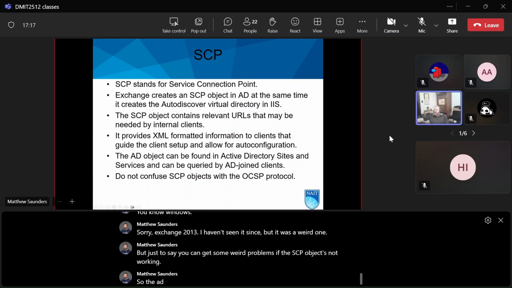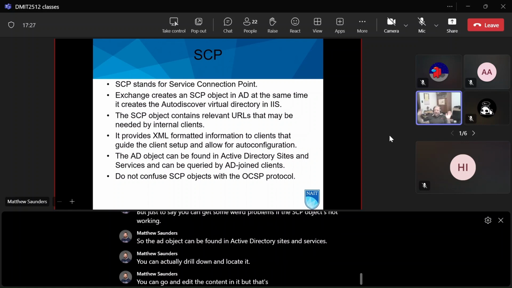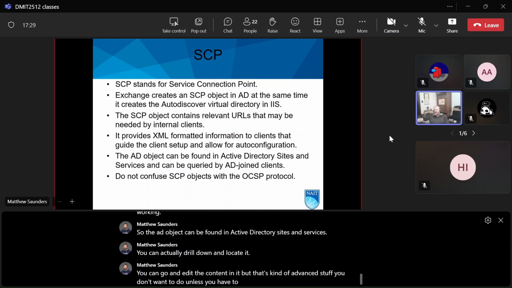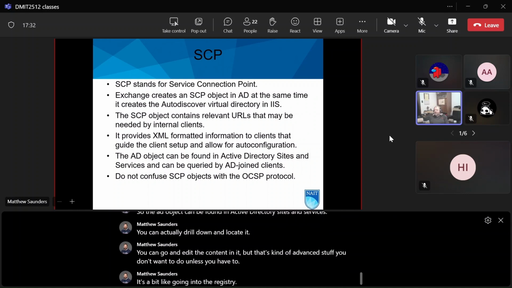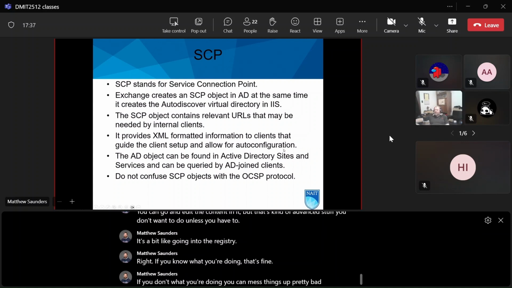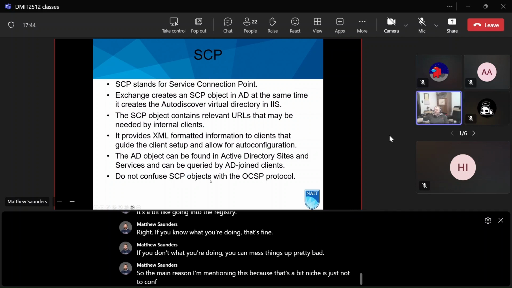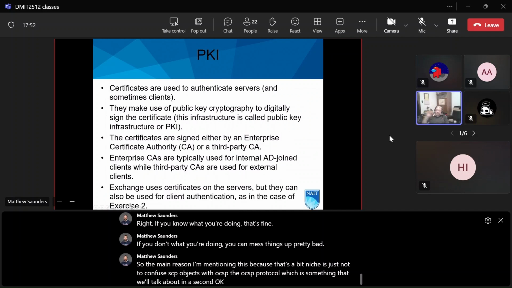So the AD object can be found in Active Directory Sites and Services. You can actually drill down and locate it. You can go and edit the content in it, but that's kind of advanced stuff you don't want to do unless you have to. It's a bit like going into the registry, right? If you know what you're doing, that's fine. If you don't know what you're doing, you can mess things up pretty bad. So the main reason I'm mentioning this, because that's a bit niche, is just not to confuse SCP objects with OCSP, the OCSP protocol, which is something that we'll talk about in a second. Okay, and that's related to PKI.